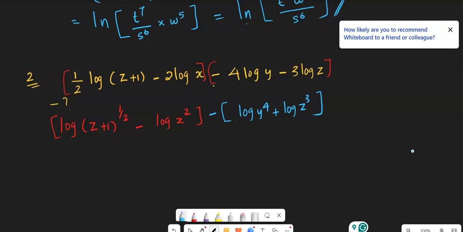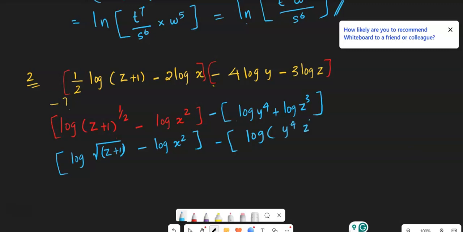And now this will be log of z plus 1 to the power 1 by 2. We can write that as square root of z plus 1, minus log of x squared. Minus of this: log a plus log b is log of a times b, so y to the power 4 times z to the power 3. And this can be written as log a minus log b, that is log a by b.